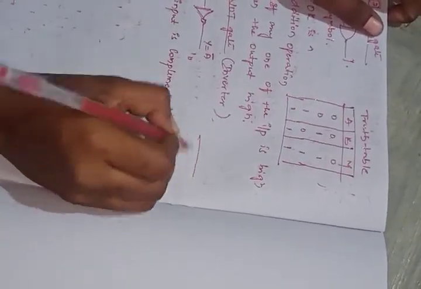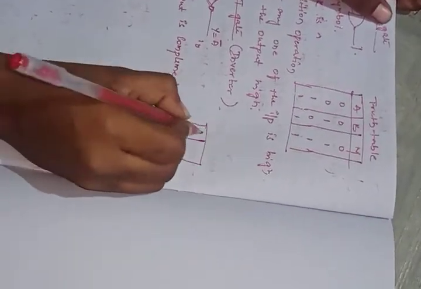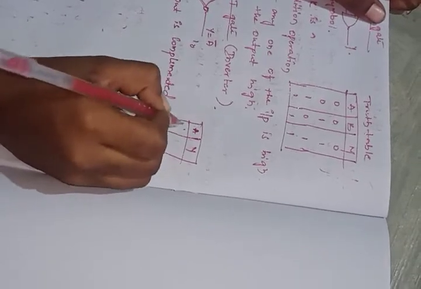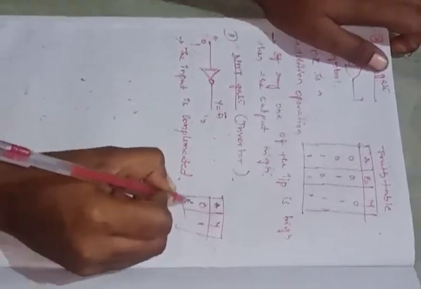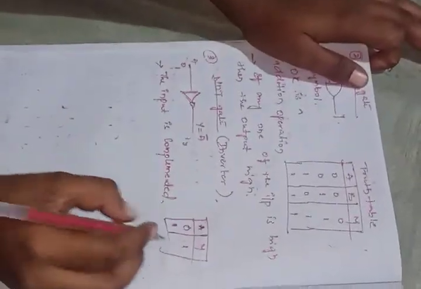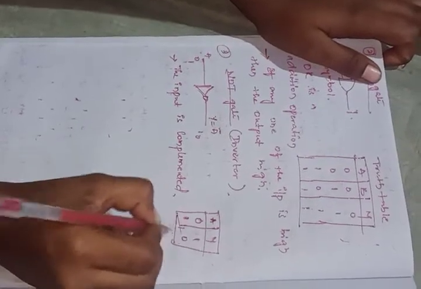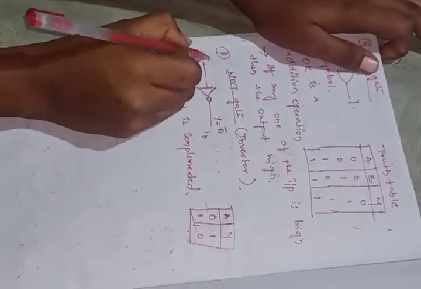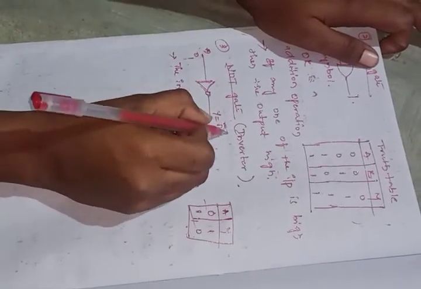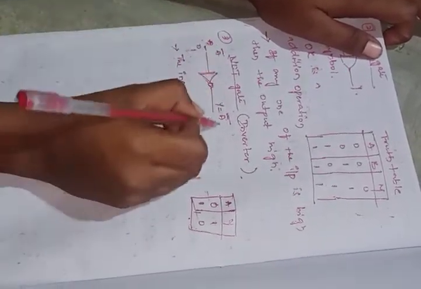The truth table is A. If we give input A equals to 0, output is 1. If we give 1 as input, then the output is 0. Inverted means if we give A, then the output is A bar. If we give A bar, then the output is A.